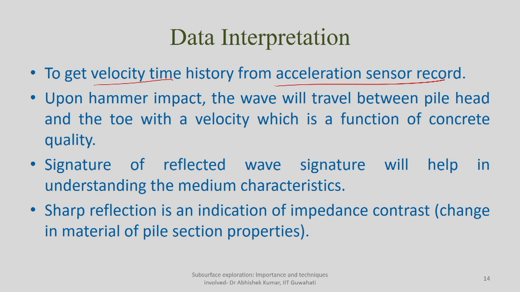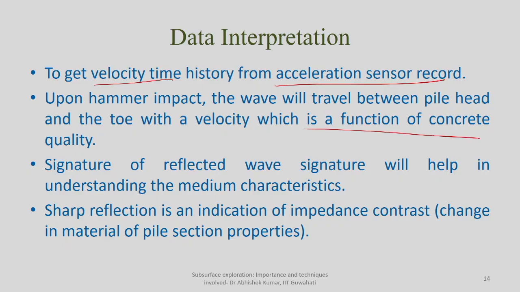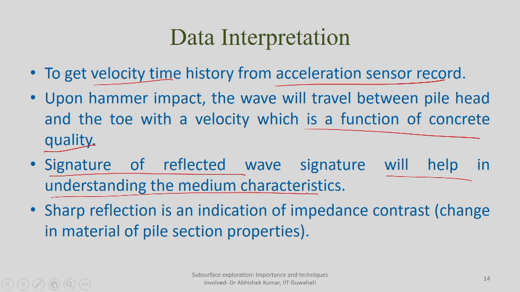Upon hammer impact, the wave will travel between the pile head and the toe with a velocity which is a function of the concrete quality. If the concrete quality is good, you will have the velocity equal to the standard one. If the concrete quality is bad or the density is too low, there will be a reduction in the propagation velocity as well. So, depending upon the signature of the reflected wave, typically based on the arrival time of the reflected wave between the pile head and the toe, this will help you in understanding the medium characteristics. Medium characteristics, again, I am telling, like concrete quality as well as the cross section of the pile.